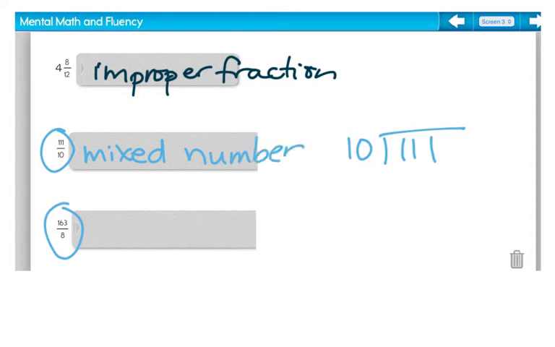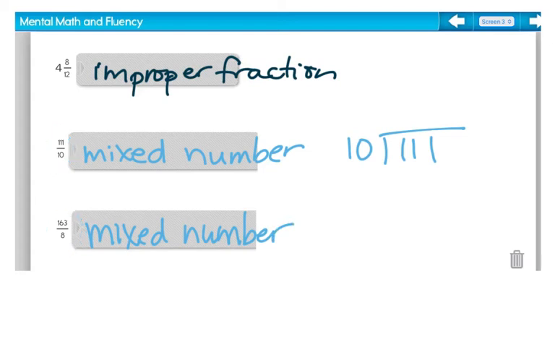Same thing with 163 eighths. You're going to change that to a mixed number. A mixed number is a whole number plus a fraction. So go ahead and solve for number 1, 2, and 3. Pause your video.